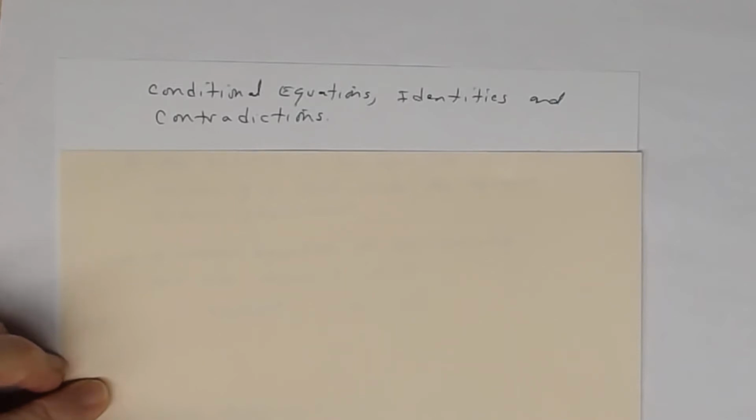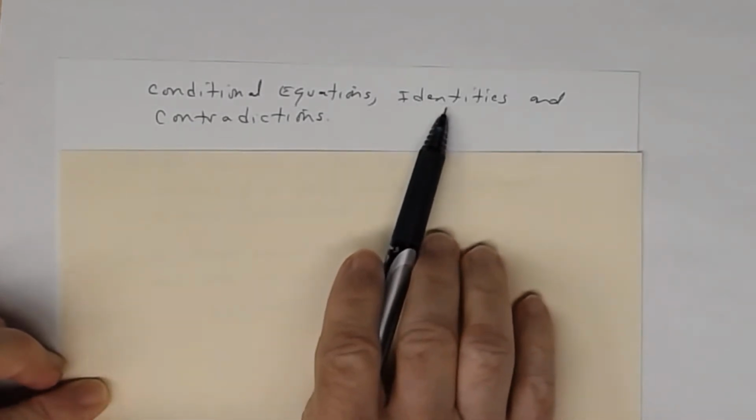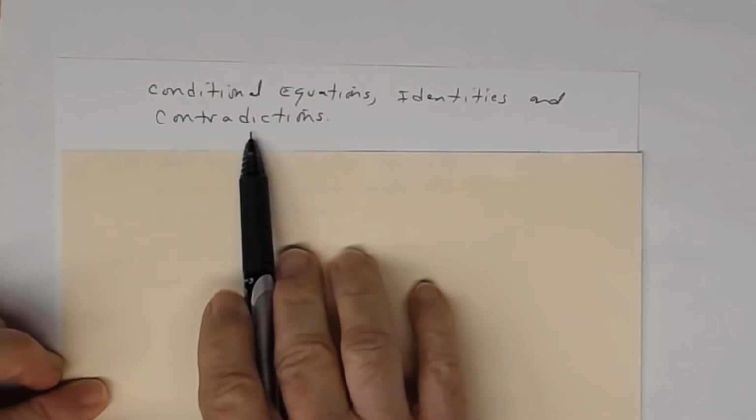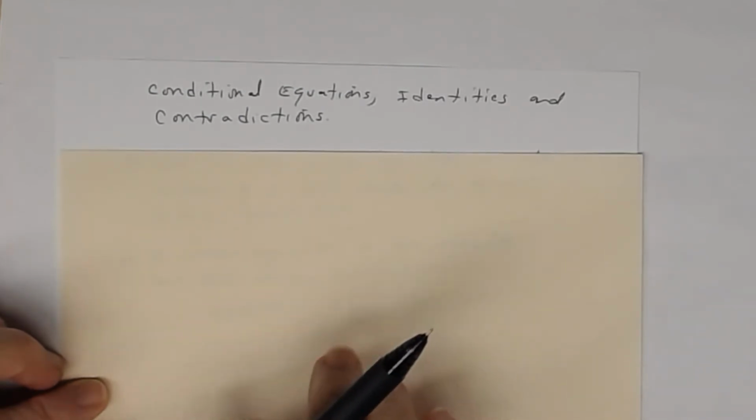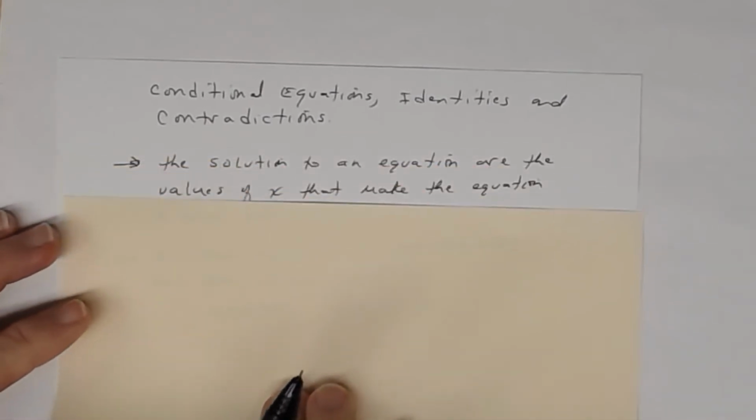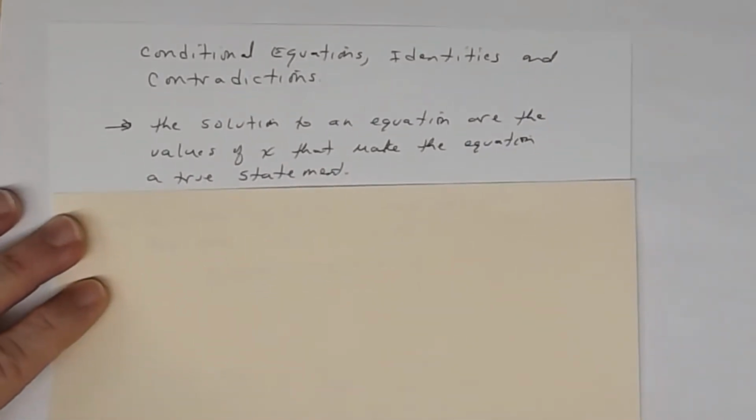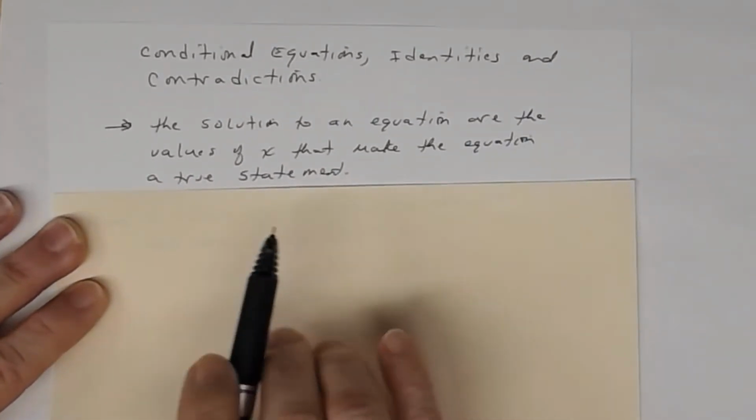Okay, so in this lesson we're going to talk about equations that are called conditional equations, or identities, or contradictions. We're going to focus here on linear equations, since that is our focus in these lessons. So let's get that first statement. The solution to an equation are the values of x that make the equation a true statement.